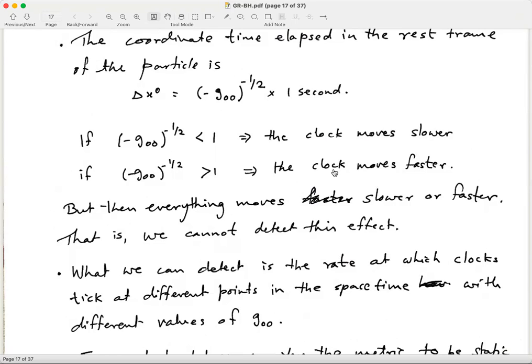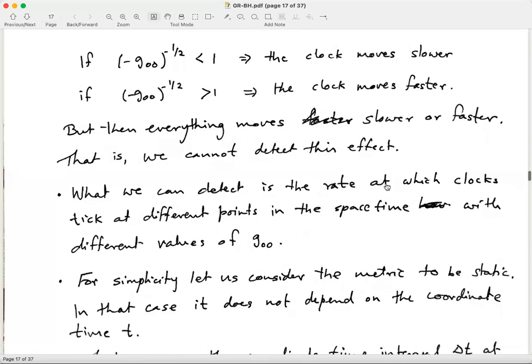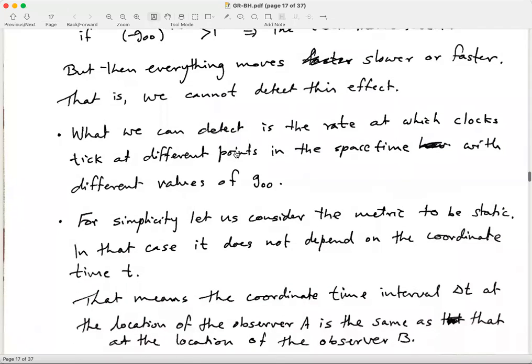So to do that, what we need to do is to try sending a signal from point A to point B. The observer at point A knows what signal has been sent, by that I mean the frequency of the light emitted, and that person can ask the observer at point B what is the frequency of light he or she has measured. That's the kind of experiment we can actually perform. So we can detect the rate at which the clocks tick at different points in space-time with different values of g00 at different locations.